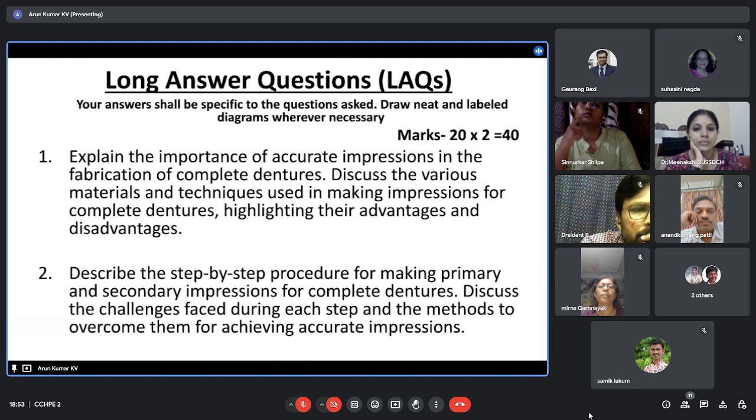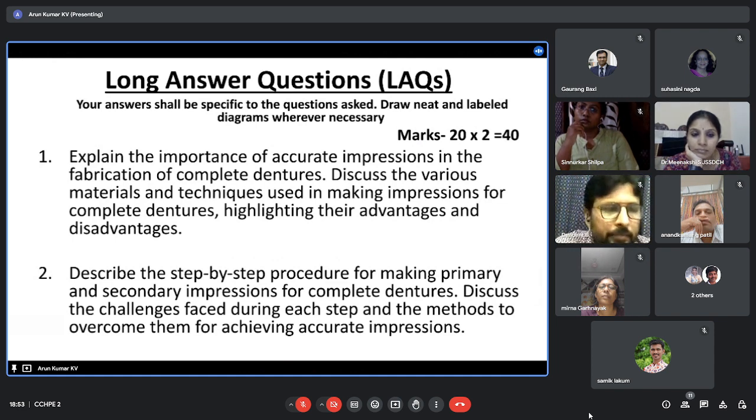Sir, this is a long answer question. The first line indicates the instructions that the candidate should read, and we have made this LAQ based on multiple small and well-defined short questions, which include the marks and also the order of thinking. So we have combined both lower order and higher order thinking.